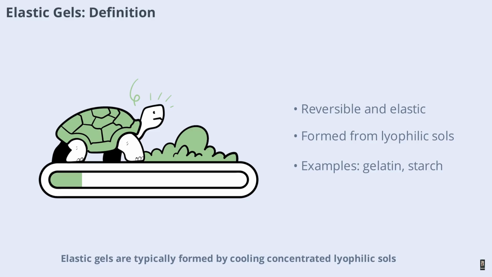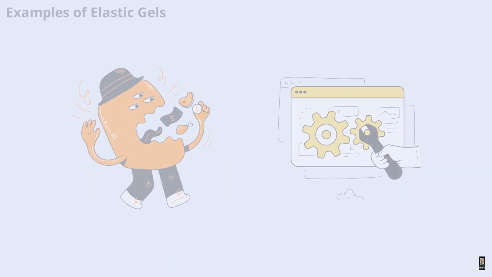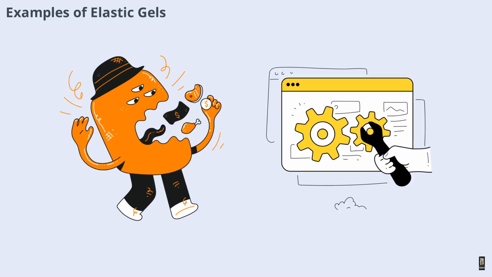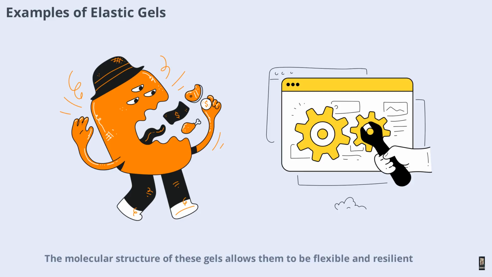Elastic gels are typically formed by cooling concentrated lyophilic sols, and their structure is held together by electrical attractions rather than rigid bonds. Some common examples of elastic gels include fruit jams, gelatin desserts, and agar-agar. These substances are widely used in the food industry for their texture and ability to hold shape. When you press on a jelly dessert, it wobbles but returns to its original form. This is elasticity in action. The molecular structure of these gels allows them to be flexible and resilient, making them ideal for culinary and industrial uses.